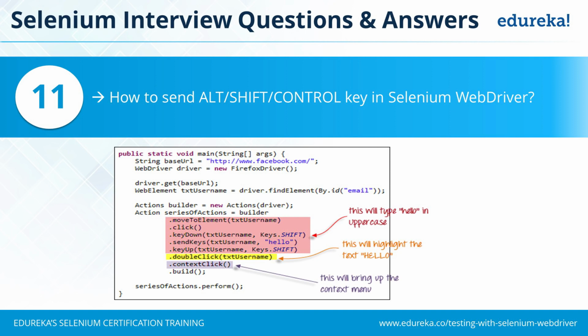Next, I use the sendKeys method and send text as hello. So my output will be HELLO in uppercase. Why? Because my shift key is pressed. Then I call keyUp and release the shift key, so anything after this will again go to lowercase. Only the hello which I entered in the username field will be in uppercase, because it was done when the shift key was pressed. And then I perform the subsequent series of actions.